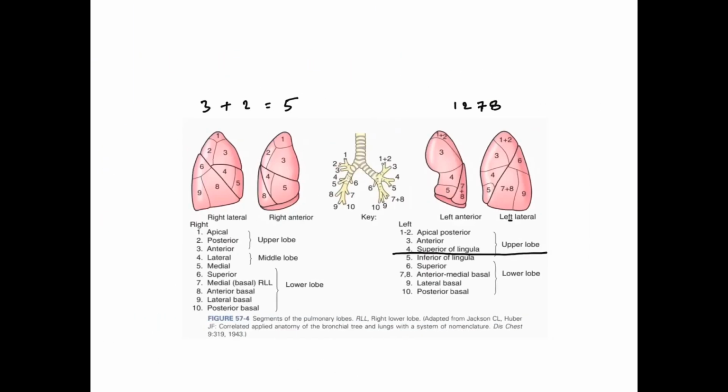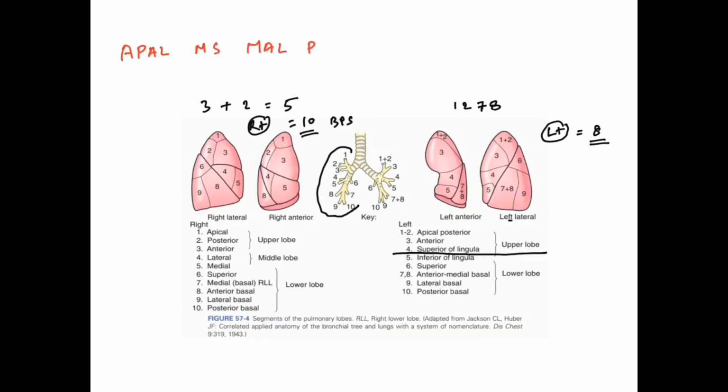Now we will remember the names of all these bronchopulmonary segments. In the right lung, there are a total of 10 bronchopulmonary segments, 1 to 10. In the left lung, there are a total of 8 bronchopulmonary segments. These can be remembered with the help of a mnemonic, which is A pal, which is a girl, C becomes MS, and earns mal paisa.